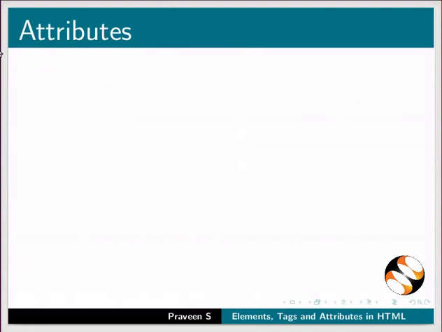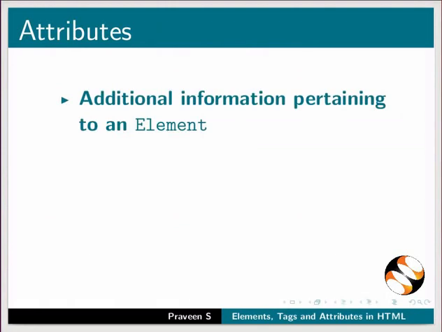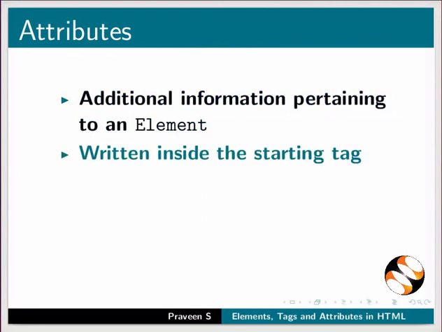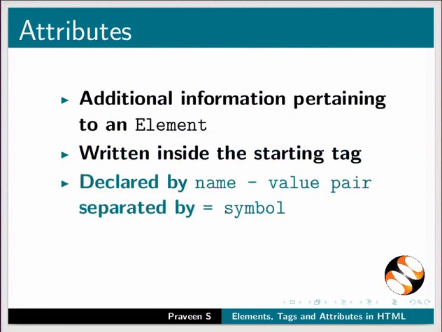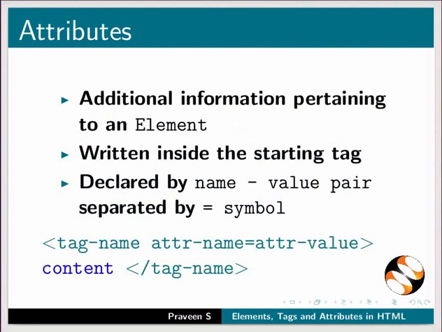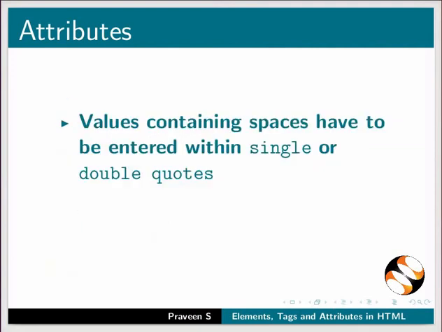Now we will learn about tag attributes. An attribute is additional information pertaining to an element. It is written inside the starting tag. Each attribute is declared by name-value pair separated by equal to symbol. The syntax is open angular bracket, tag name, space, attribute name equal to attribute value, closing angular bracket, followed by the content and ending with / tag name within angular brackets. Values containing spaces have to be entered within single or double quotes.